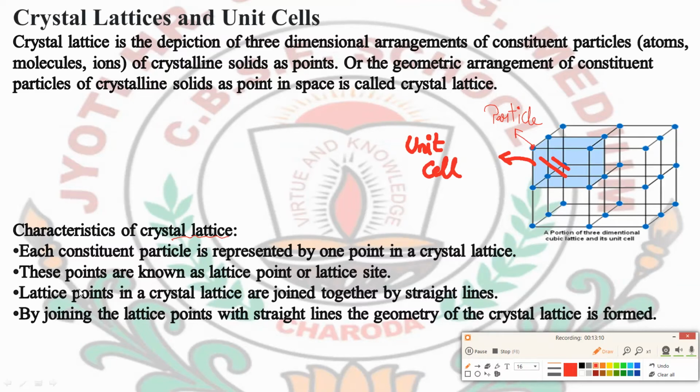Next, these points are also known as lattice points. So these particle positions are known as lattice points. This is also known as a lattice point or lattice site. Another name for this is lattice site.